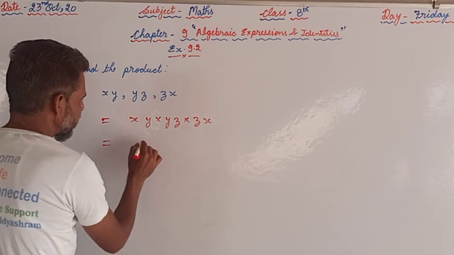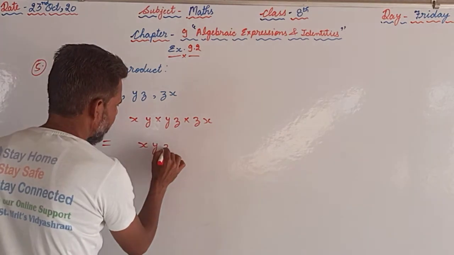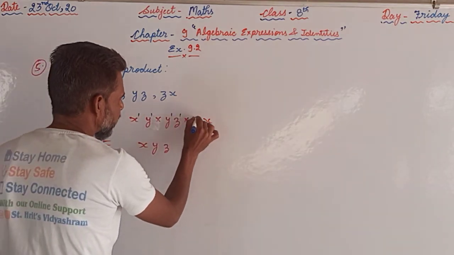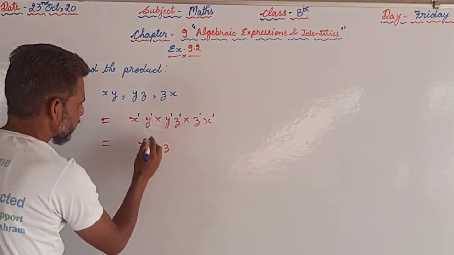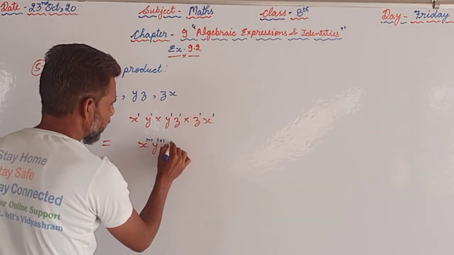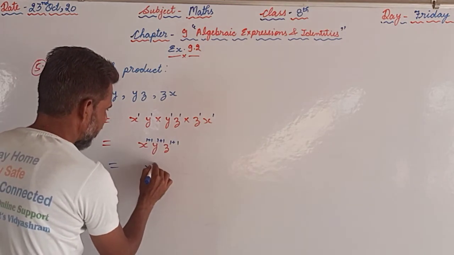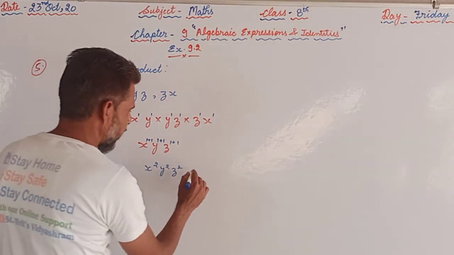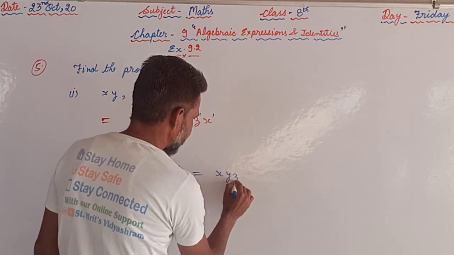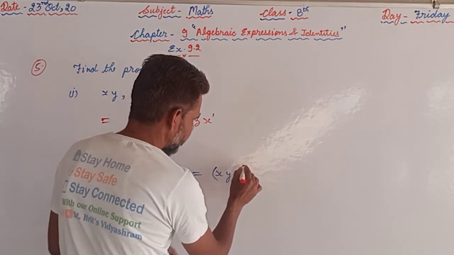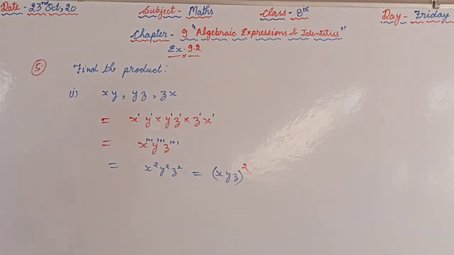So how many variables are we having? x, y, z. No powers are there, means the powers are 1. So x to the power 1 plus 1, y to the power 1 plus 1 and z to the power 1 plus 1. So we will write x square, y square and z square, or we can write (xyz) whole square, since all the variables have the same power 2. We can write it like this also.